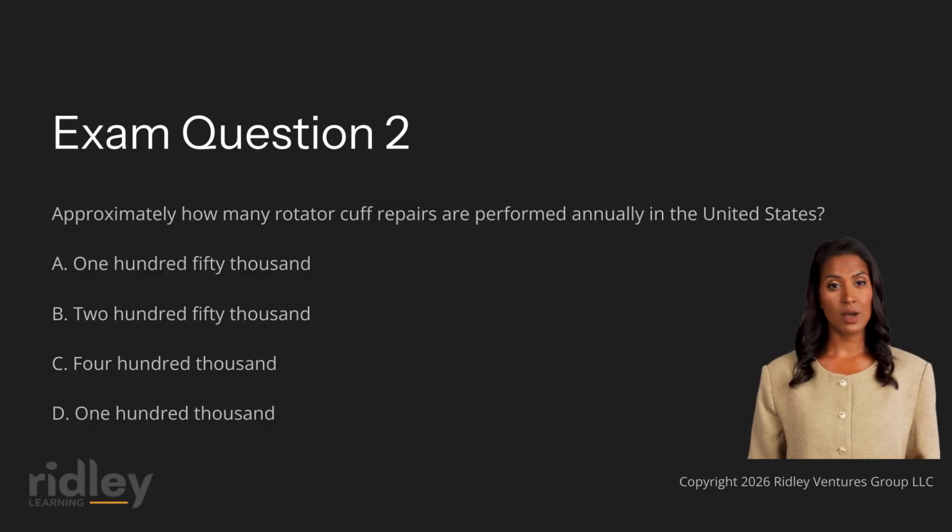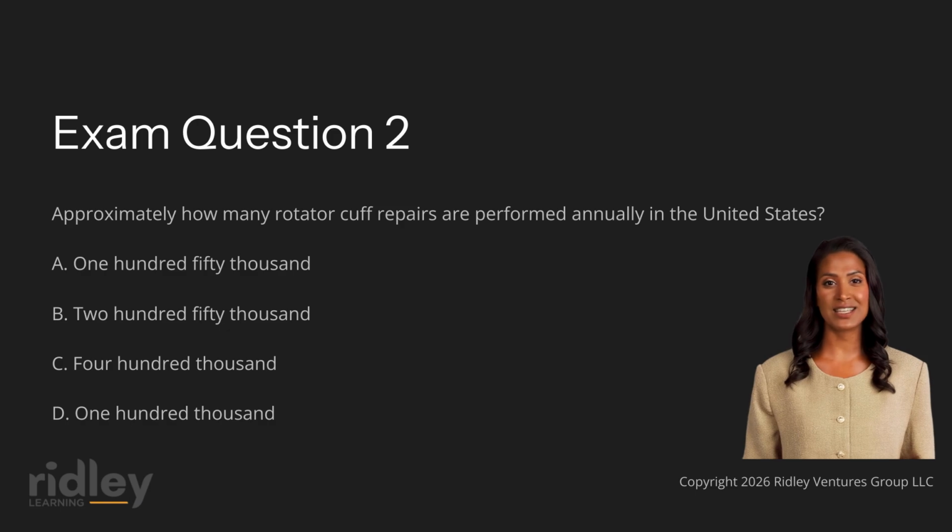Question 2. Approximately how many rotator cuff repairs are performed annually in the United States? The correct answer is B, 250,000. Rationale. The course states that approximately 250,000 rotator cuff repairs are performed annually in the United States, with more than 2/3 of patients being of working age.